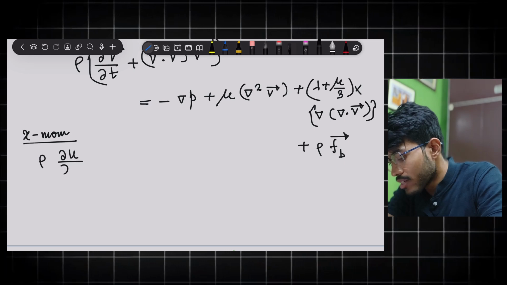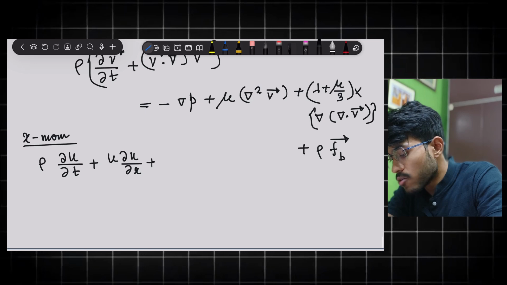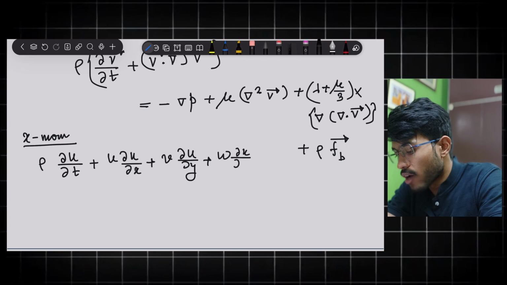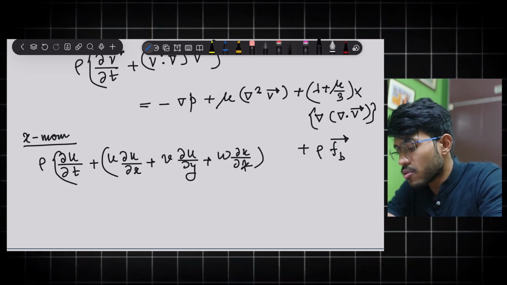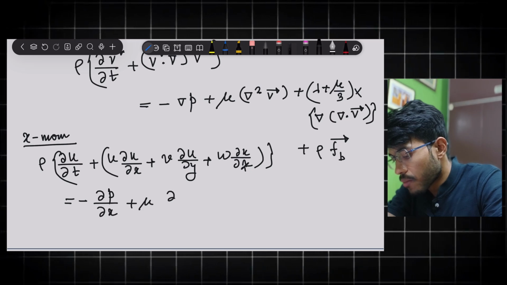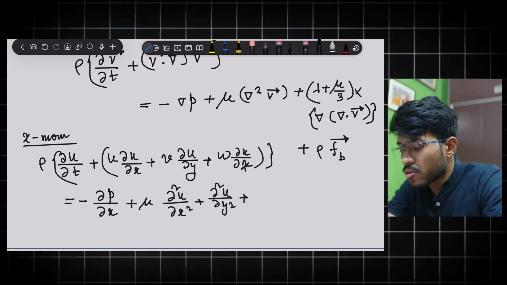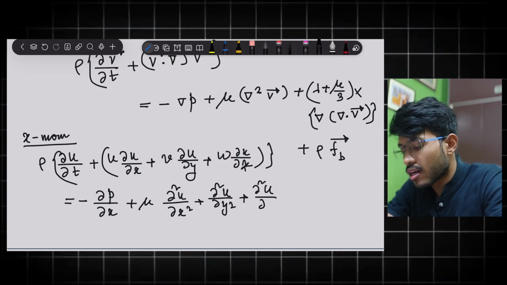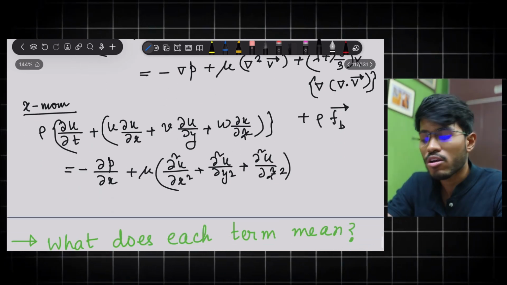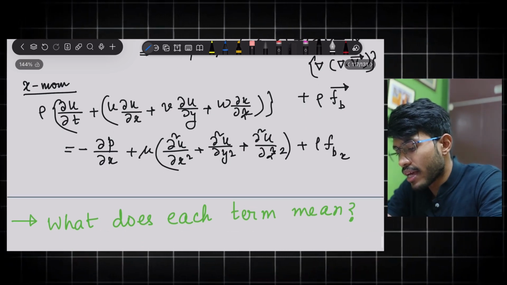Okay, so rho times (del u del t plus u del u del x, right? Then what? v del u del y plus w del u del z) will be equal to minus del p del x plus mu into (del 2u del x2 plus del 2u del y2). I am just writing this equation to give a live feeling. You can skip it or watch it in 2x speed. Plus rho f bx.